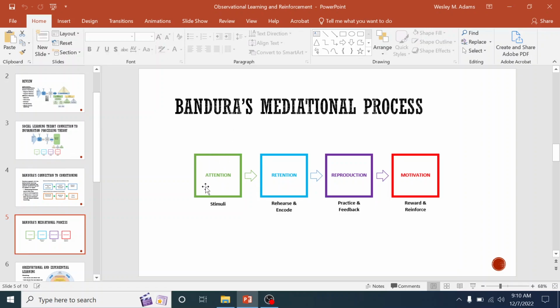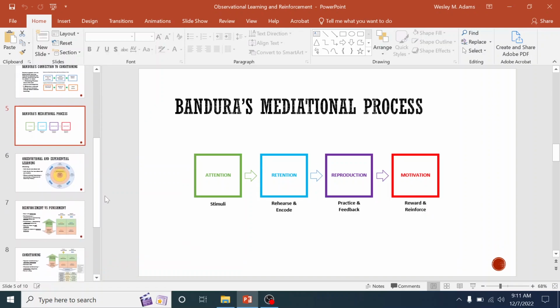So we have environmental stimulus coming in. We have to pay attention to that. We have to rehearse it so we can get it encoded, so we can retain it in long-term memory. Once it's retained there, then we can reproduce it, but we need to practice it in order to keep it there and correctly perform it, and we need feedback. And then you have motivation, which is what is the reward system to replicate this behavior, and what's reinforcing it? How does reward reinforce that behavior? So that's the mediational process.